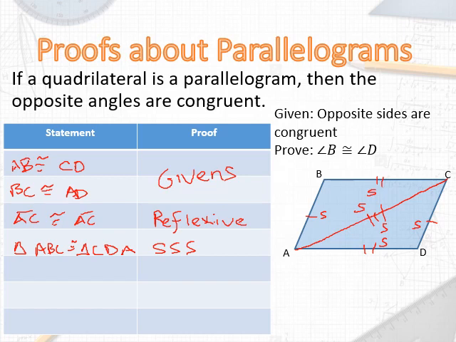Now, the final statement is to say angle B and angle D are in fact congruent. So we would say angle B is congruent to angle D, and this one is also CPCFC. So it's like the last proof we did, but just a different approach.